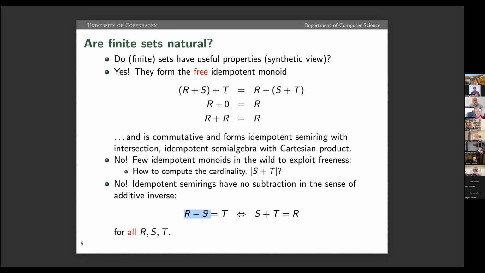So what if you want not just union, but also deletion? It should satisfy that if you take a set R and subtract S from it, you get T if and only if adding T to S gives us R. That's just a way of saying it would be nice to have an additive inverse: subtracting something and then adding it again gives us the original thing. Ideally this is possible for all R, S, T, but that's not the case.